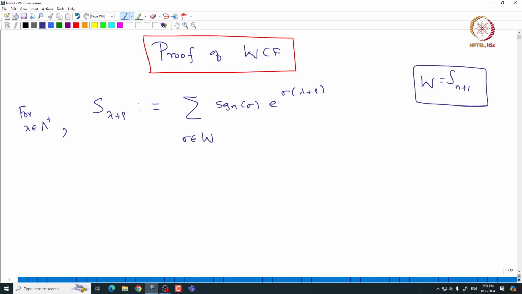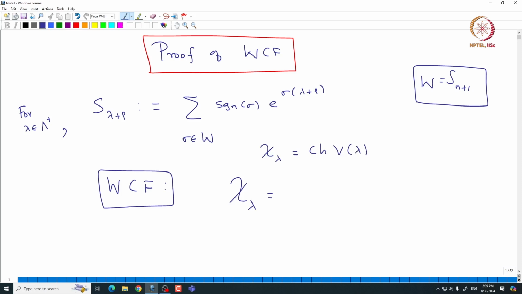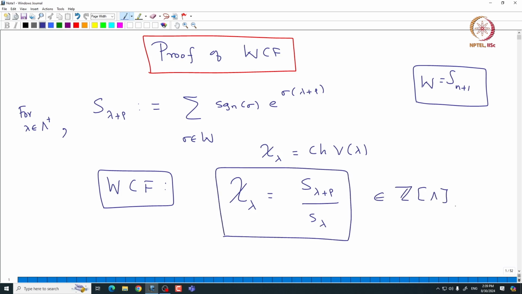Now with this notation, what is the Weyl character formula? It says that if I take the character of the irreducible representation, chi lambda, recall this is the character of V of lambda, then it is given by the ratio S lambda plus rho divided by S rho. This can be viewed as an identity in Z bracket lambda. So this is what the Weyl character formula says. We will actually prove it using Freudenthal's formula.